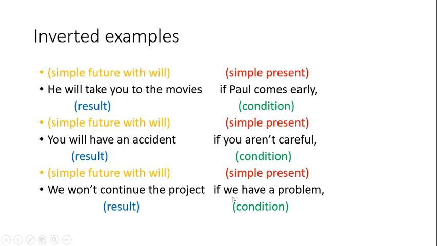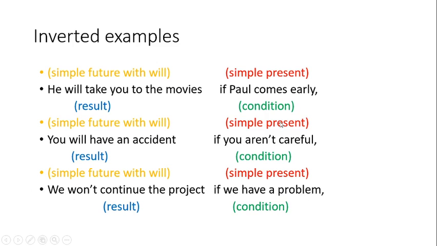So you also can move, right, the position of the condition and the result, but you don't change the tenses, right? If you move the result at the beginning of the sentence, the connector indicates where the dependent clause starts, so we don't, right, use a comma in here. So we are moving the clauses of position, but we don't change the tenses, right? Only the clauses. And another example is will you have an accident if you aren't careful, and we won't continue the project if we have a problem.